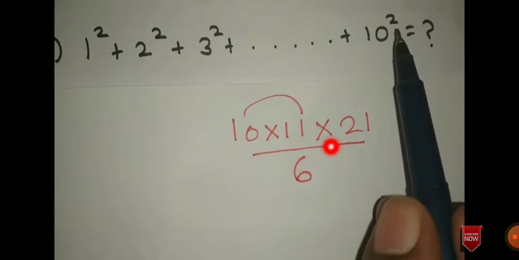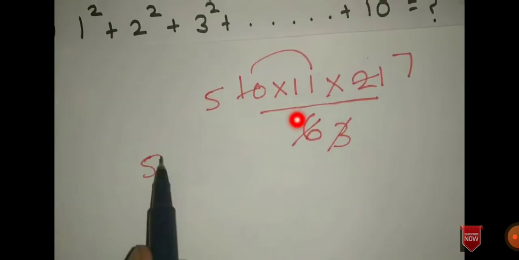So 3 numbers are there, right? So always 6 is the common number. Whatever number of terms you get, you just divide it by 6. Okay. So if you do, you can easily get 6. Just cancel the common ones. So 10 divided by 2 is 5, 6 divided by 2 is 3. Then cancel 3 and 21, you will be getting this. So 5 into 11 into 7.